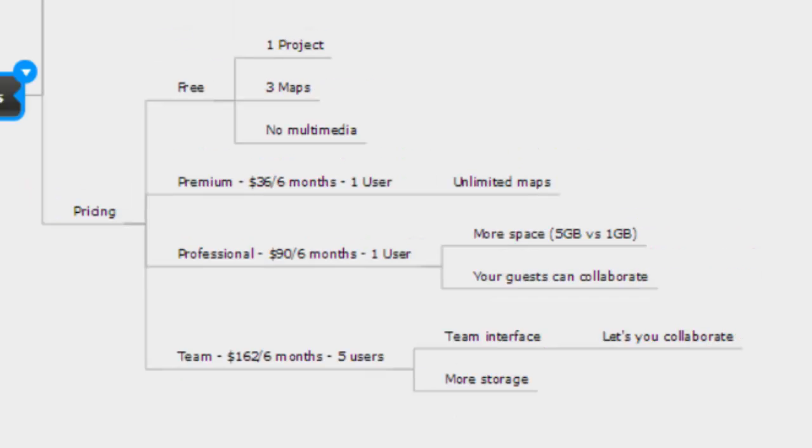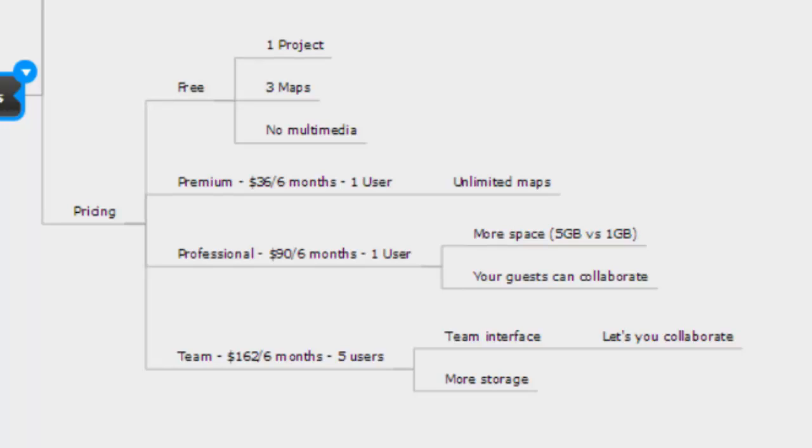This allows for 1 user, but the big thing is it allows unlimited maps. So for $6 a month, you've got unlimited maps and a gig of storage. Unless you're dropping a lot of video or pictures in, you're going to be fine as far as the space requirement goes.